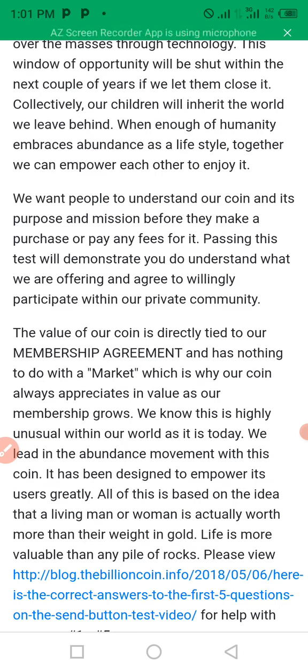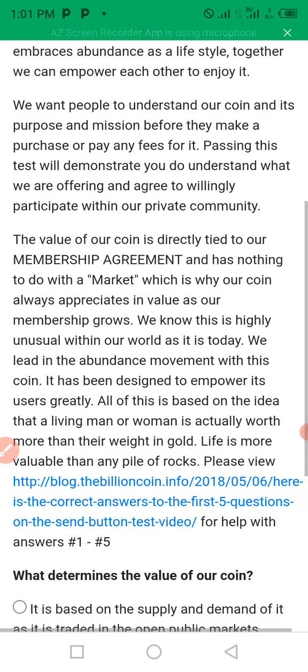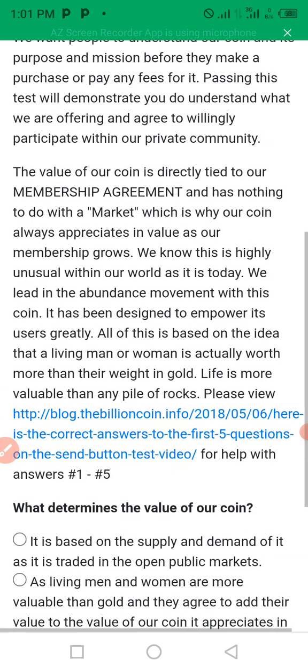We want people to understand our coin and its purpose and mission before they make a purchase or pay any fee for it. Passing this test will demonstrate that you understand what we are offering and agree to willingly participate within our private community. The value of our coin is directly tied to our membership agreements and has nothing to do with markets.